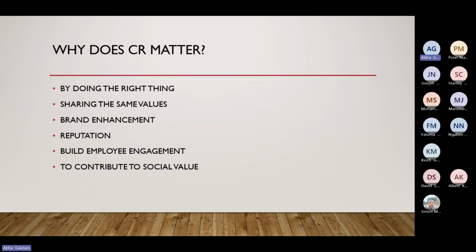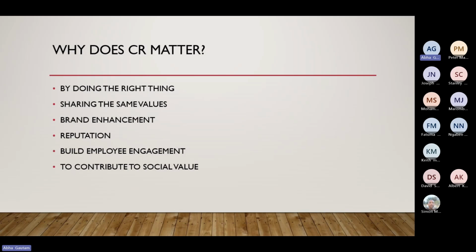Okay, so you have to make sure. That's why corporate responsibility matters. Reputation is associated with your product, with your company's organization, the way of working, the system, everything. So you have to contribute to social value.